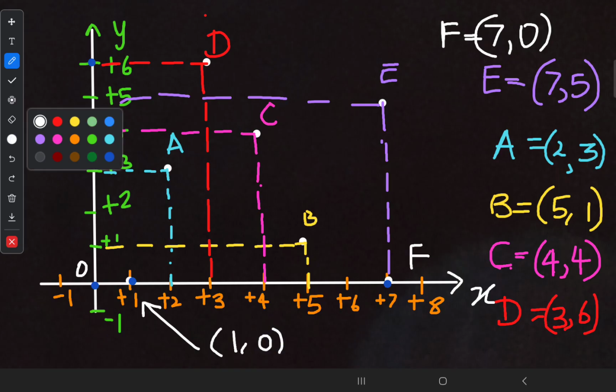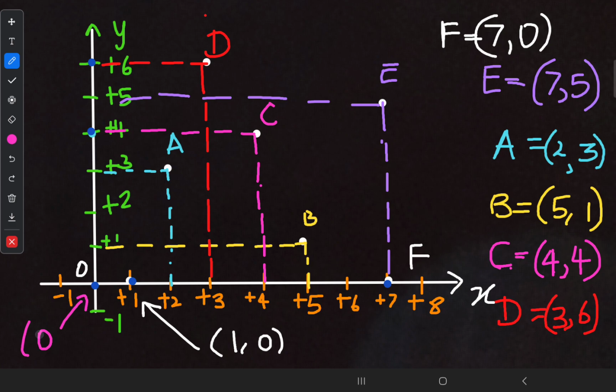Then the important thing, the coordinate of our origin. The coordinate of our origin is (0, 0). In the x-axis this is going through 0, in the y-axis also this is going through 0. Both intersect at 0. That's why the origin's coordinates should be x and y both 0. So the total coordinate is (0, 0).